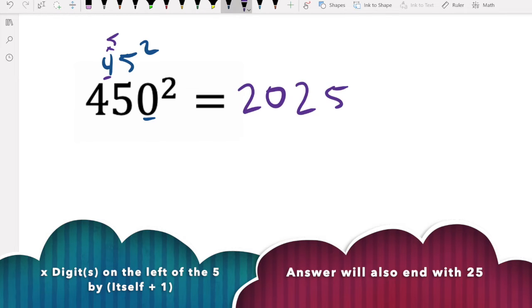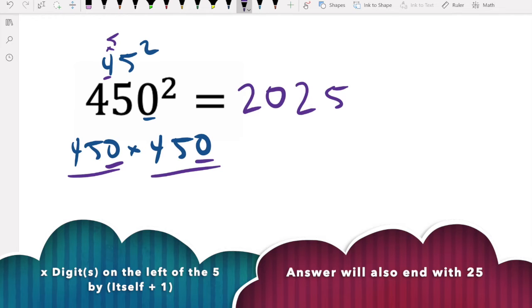Now, because you took the 0 away, remember this is 450 times 450. So really, you took the 0 away twice. You divided both of these numbers by 10. So you need to multiply by 10 2 times, meaning you have to add both of those zeros back. So my full answer here is 202,500. Again, in my head, mental math.